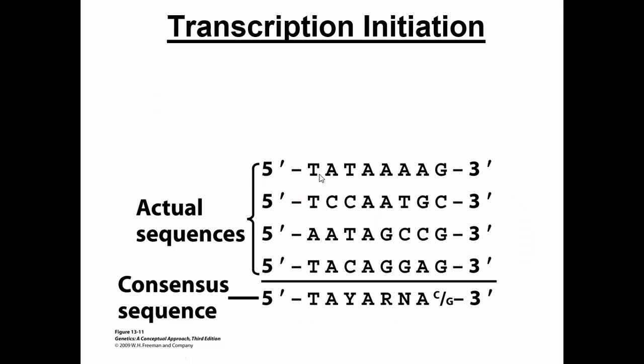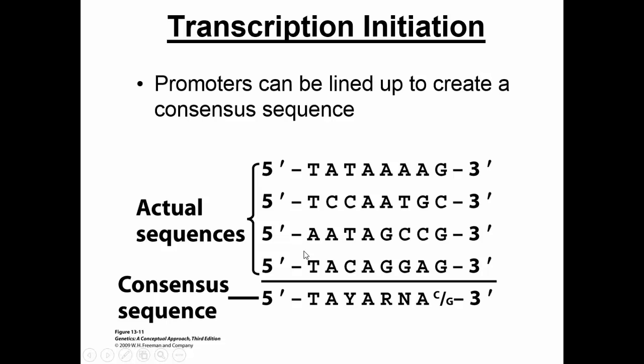How do you figure out the consensus sequence? Well, it's actually very easy. You line up a bunch of sequences, you take these promoters, line them up from different organisms, and you say, okay, what's the most common base at the first site? What's the most common base at the second site, the third site, the fourth site? So you can see here we have T, T, A, T. The most common is T. Here we have A, C, A, A. The most common is A. Here we have T, C, T, C. T and C are the most common, right?